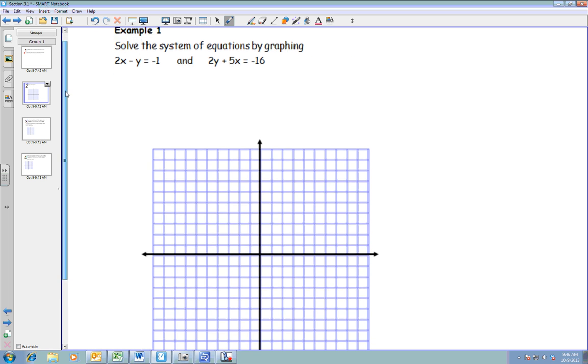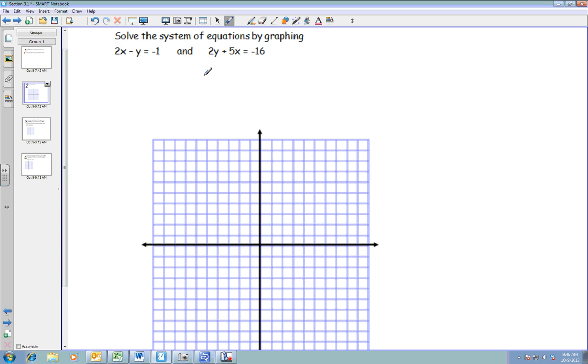First thing we're going to do is solve the system of equations by graphing. I have two equations that I'm going to be graphing, and before we can graph, we have to solve for y. Looking at this first equation, we want y by itself, so we subtract 2x. Then I have negative y equals negative 2x minus 1. I can't have a negative y, so I'm going to divide everything by a negative, which just changes the signs on all of my numbers.